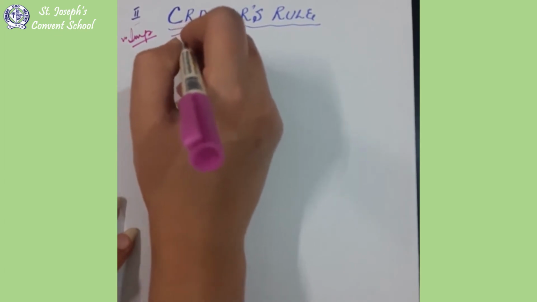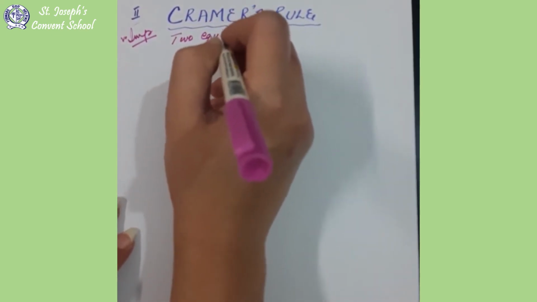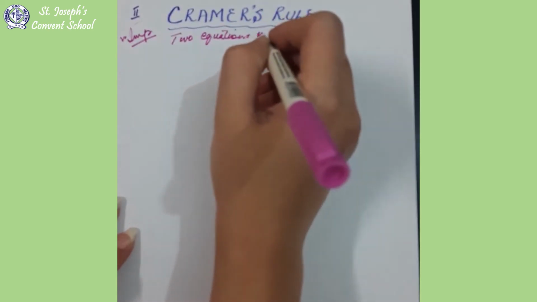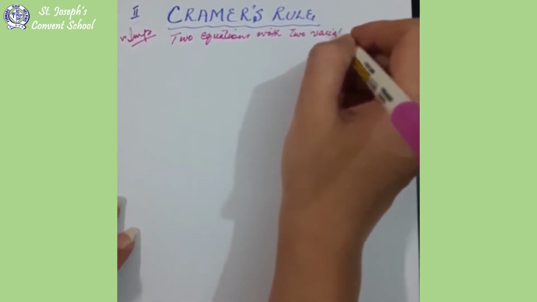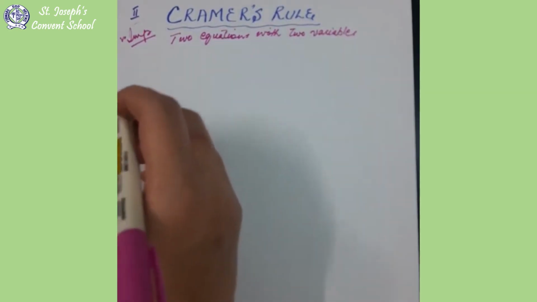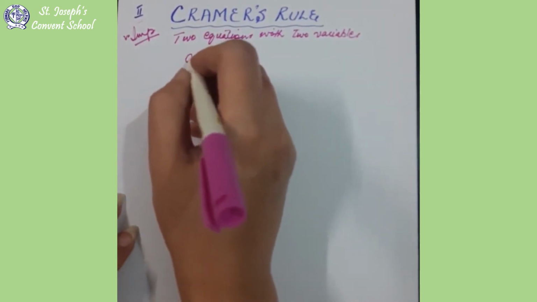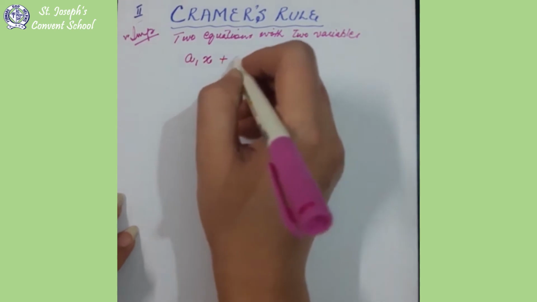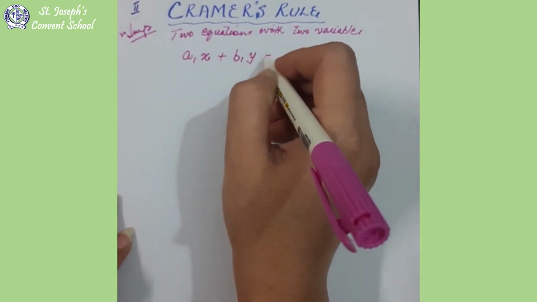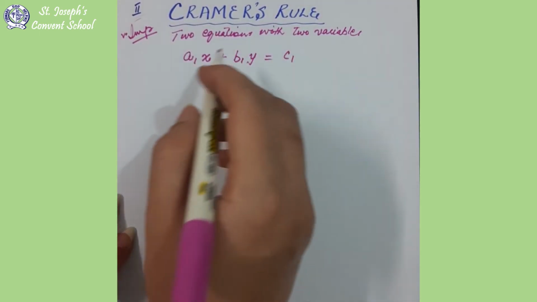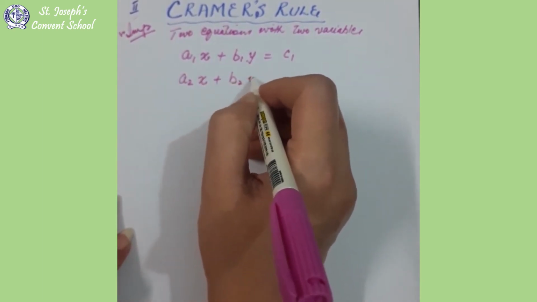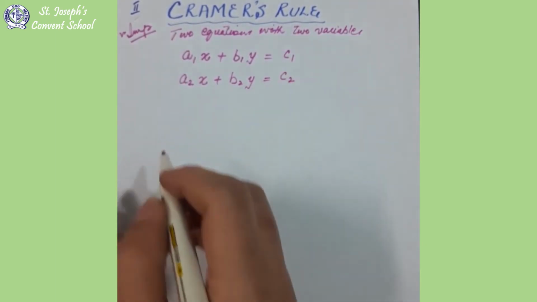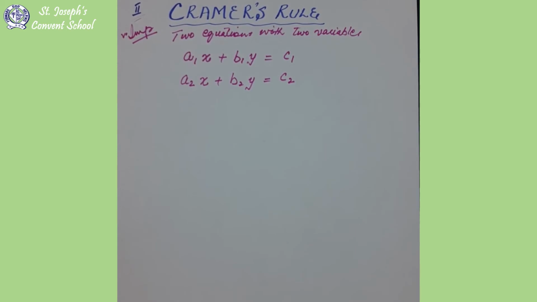Suppose two equations with two variables are a1x plus b1y equals c1. The 1 means that this is equation 1. Then equation 2 is a2x plus b2y equals c2. Okay, these are the two equations, and we will write these two now in determinant form.